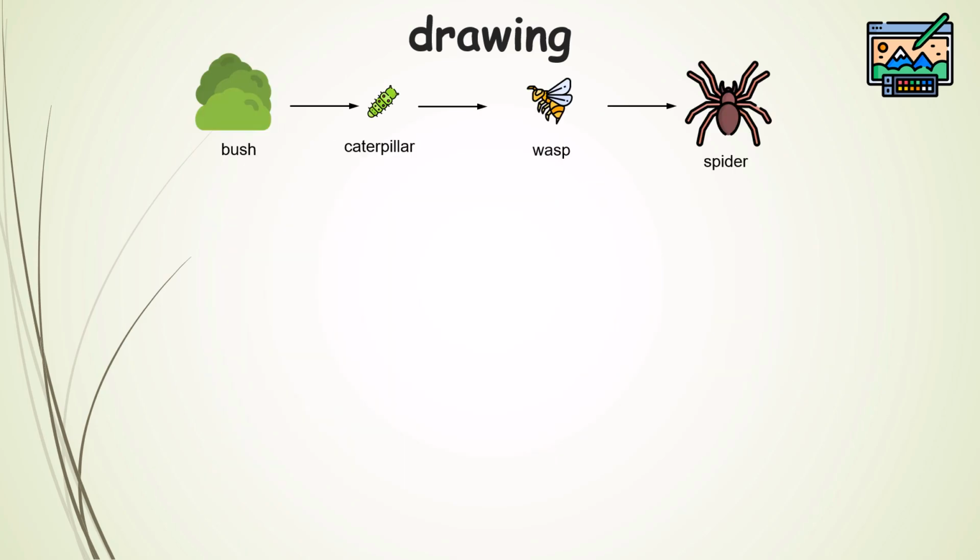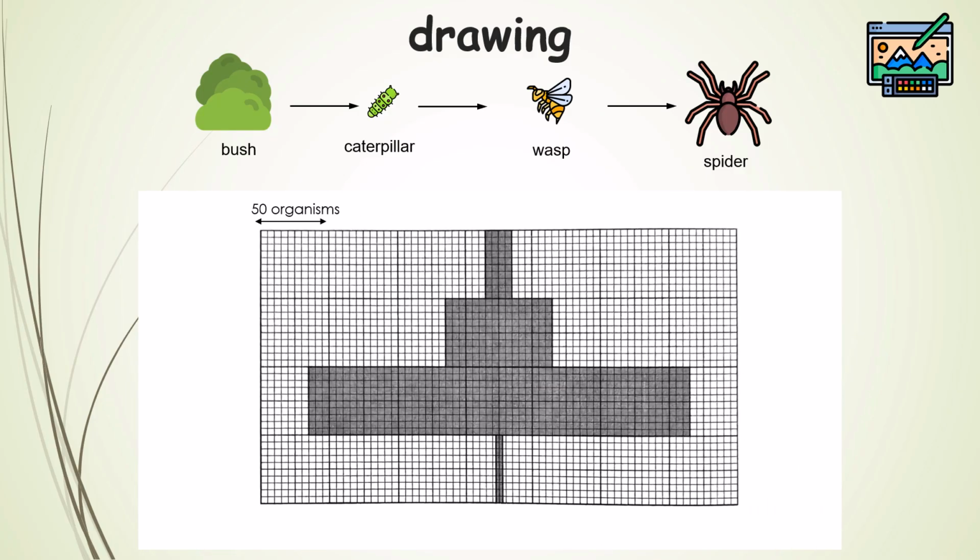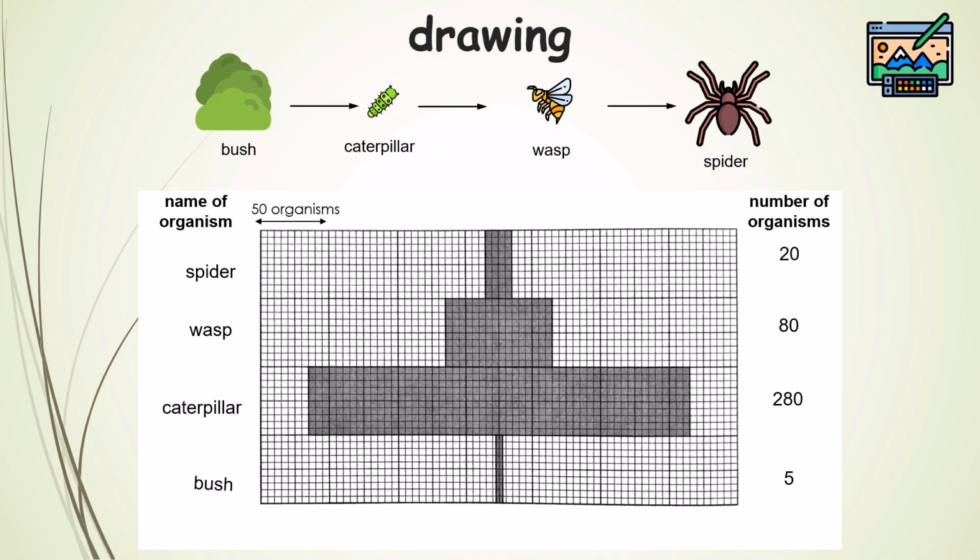Alternatively, you can be more organized. The standard scale and bars will have to be drawn, then label the axis on the left as the name of the organism and the axis on the right as the number of organisms. Finally, label each bar with the respective name of the organism and their number.